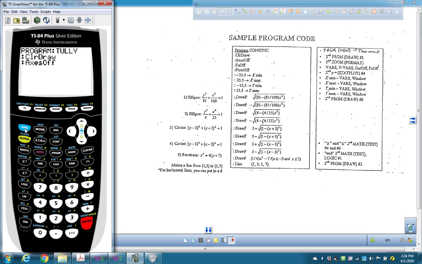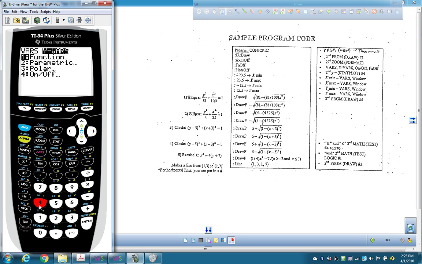The other thing is, if you accidentally get kicked out of your program or you want to do something else, you go second quit. You can go back in. You didn't lose everything. You just go to program, and then you go to edit. First I'm going to get Tully. I'm going to edit Tully, and now I'm back in there. I'm going to go down to the third line, which is function off, which you can find in vars. And then you go to Y bars, and then on off.